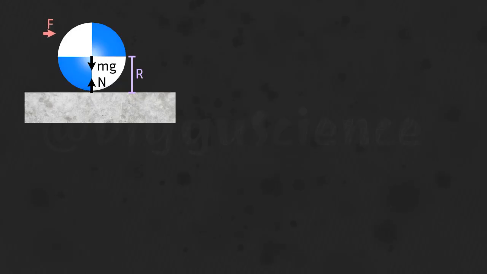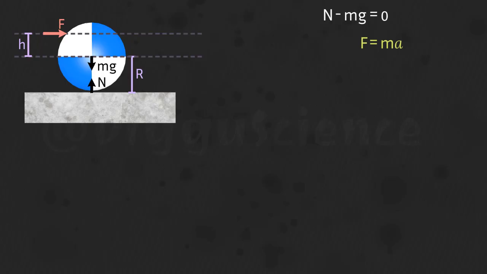One more thing, the external force F. Assume the distance between the external force and the horizontal line through the center of mass is h. Now, we will analyze the interaction of several forces. A solid sphere moves only horizontally, so the sigma of the force in the vertical direction is 0. N minus mg equals 0. The only force in the horizontal direction is the external force, F, which is equal to the mass of the sphere times the linear acceleration.